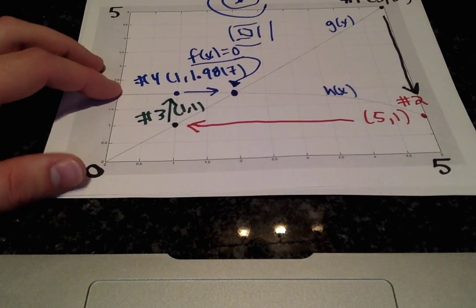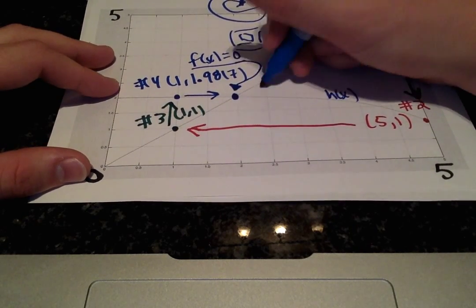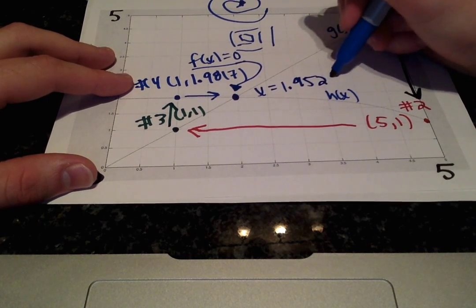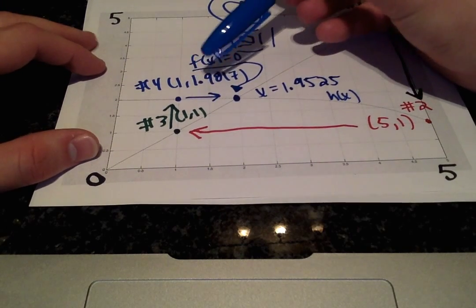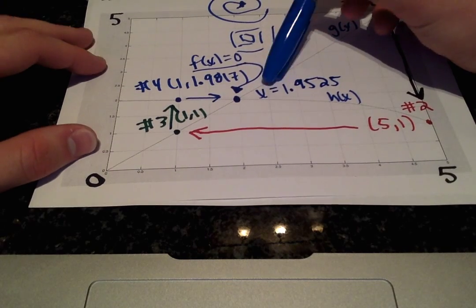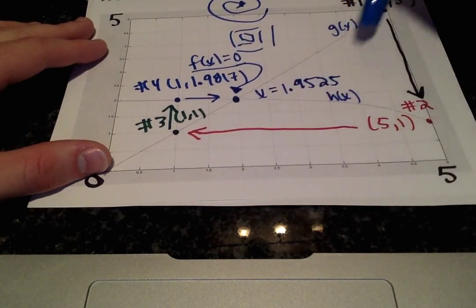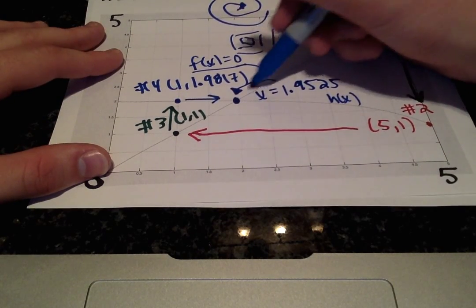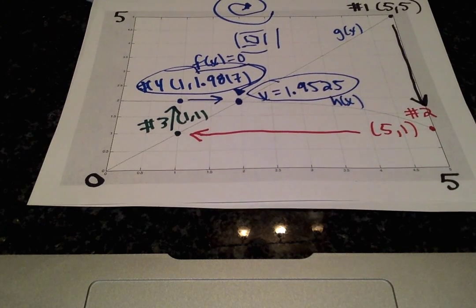And if you're curious, the location of the root, or that intersection point, is x equals 1.9525. So you can see our last value is 1.9817, and the actual value of the root is 1.9525. So with just 4 iterations, finding the first 4 points already gave us a pretty good approximation.